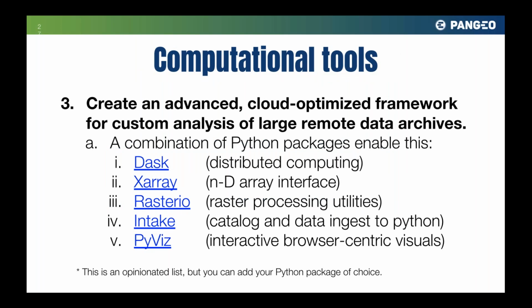Okay, so finally, now that we've found some data on the cloud and we want to run our analysis with it, there's a combination of Python packages that enable efficient, scalable workflows. These are Dask, Xarray, Rasterio, Intake, and PyViz. I've identified here what exactly they're used for. I'll just mention too that this is an opinionated list of programs, but there's no reason why you couldn't put different Python packages into this system.